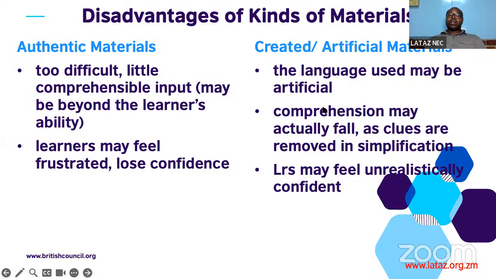But for the artificial materials, the language used may not be authentic because they are tailored for teaching purposes. So when you use them, they provide artificial language. The dialogues that we find in books are not naturally occurring dialogue, but something that has been altered in order to provide a sort of communication that is seamless, with no pauses and so on. Learners also may feel unrealistically confident because of the artificial language that is there. It may provide them artificial confidence as well.